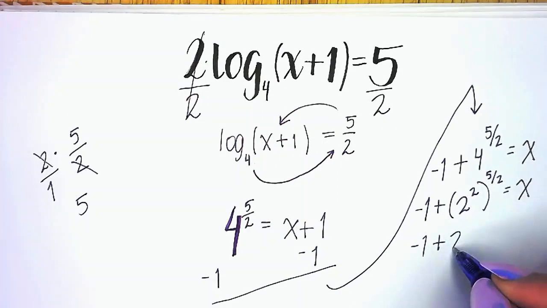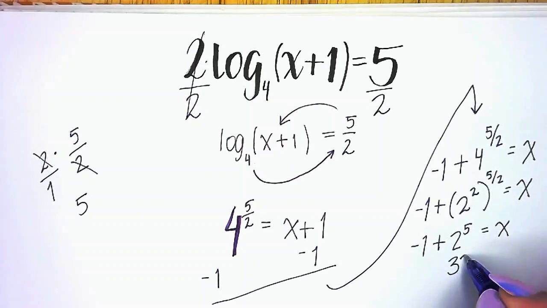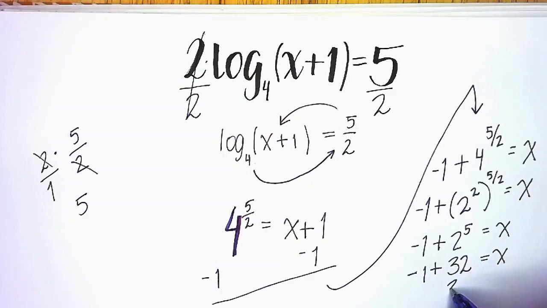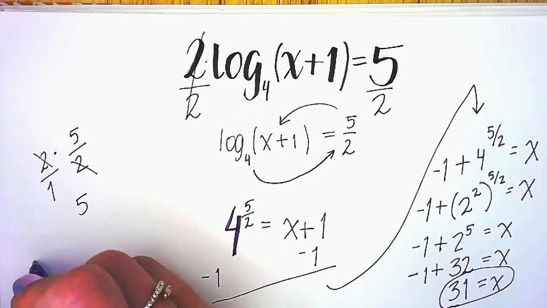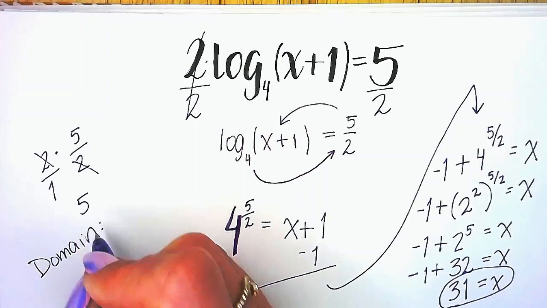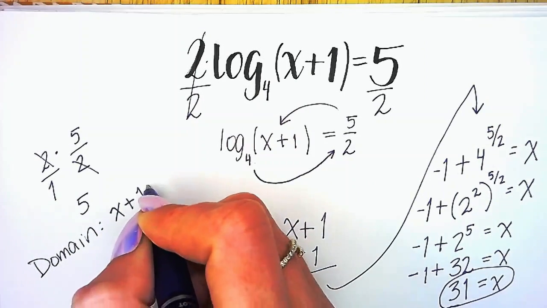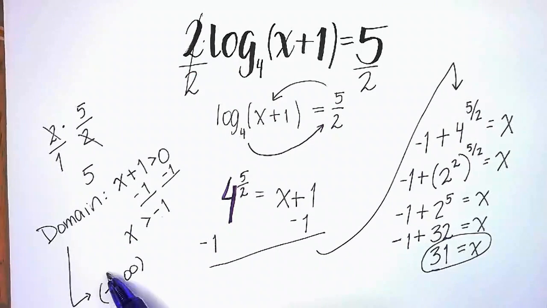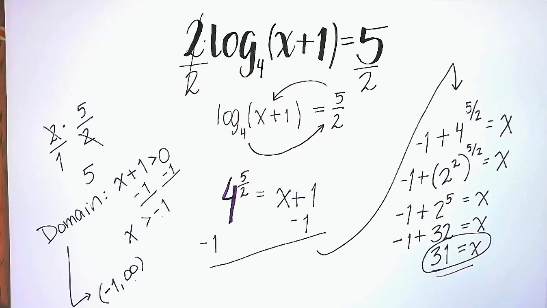Negative 1 plus 2 to the 5th is x. 2 to the 5th power is 32. Negative 1 plus 32 is 31. As long as 31 is in our domain, our answer is 31. Is 31 in our domain? To find the domain, we set x plus 1 greater than 0. Since x is greater than negative 1 represents the domain from negative 1 to infinity, and 31 is on that interval, it is between those, that means 31 is the solution to this equation.